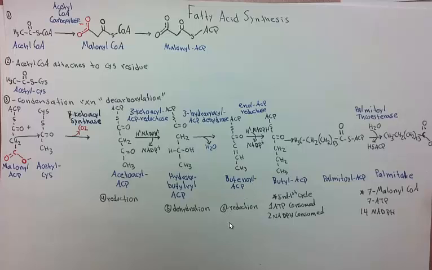The next step is a reduction reaction, which is catalyzed by enoyl ACP reductase, and this is going to give us butyryl ACP, which is essentially the final product of the first cycle. This reaction is also going to consume one NADPH, and our byproduct is going to be NADP plus. So this is going to be our final product, butyryl ACP, as I already mentioned, the end of the first cycle.